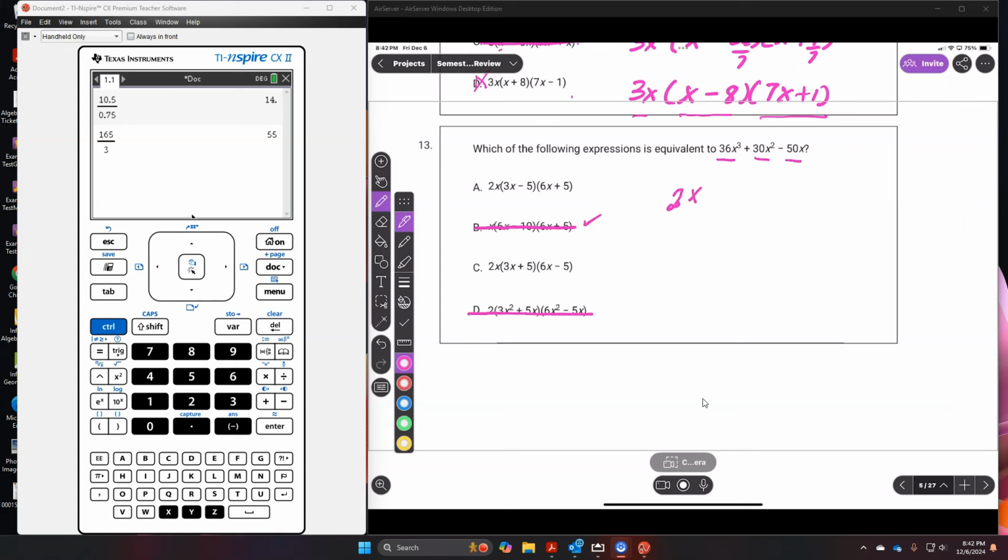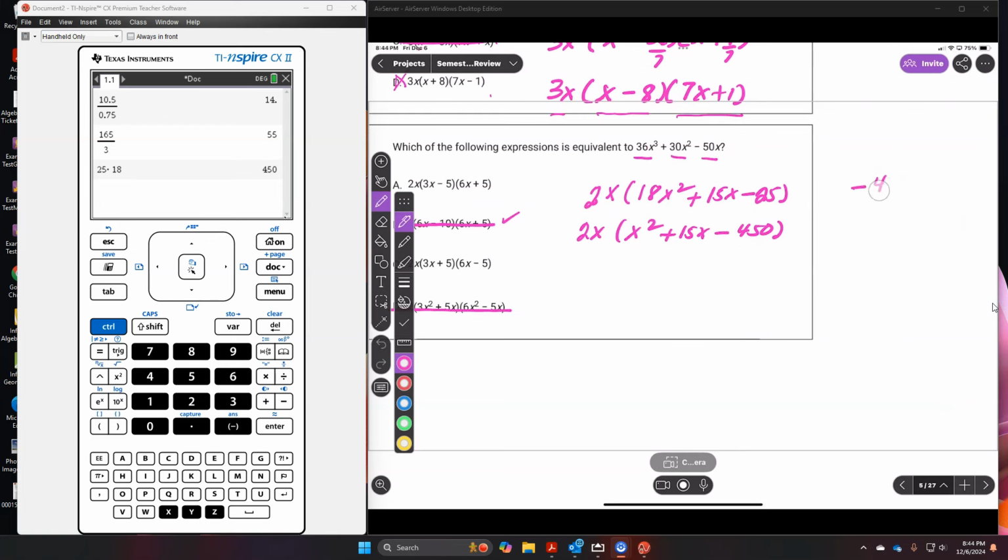So we have 2x parentheses 18x squared plus 15x minus 25. Okay. So when I multiply 25 times 18, I get 450. So you're going to have 2x parentheses x squared plus 15x minus 450, right? So I have the negative 450, and definitely I have negative 25 times 18, and I don't think that's going to work.